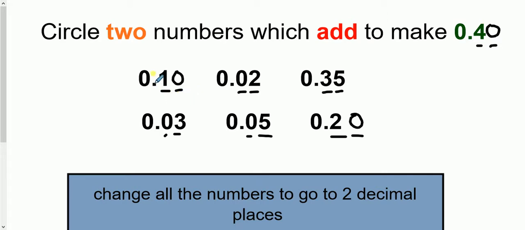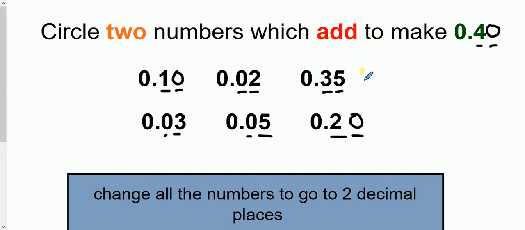This number has 10 hundredths. This number has 2 hundredths. If I add them together, it makes 12 hundredths. Right, that's not 40 hundredths. So let's try some other numbers. Why don't we try a slightly bigger number?